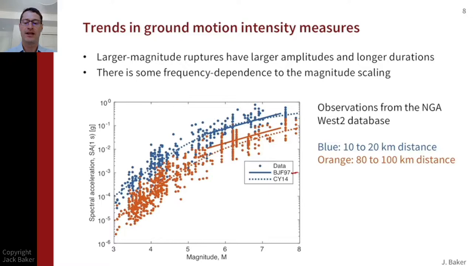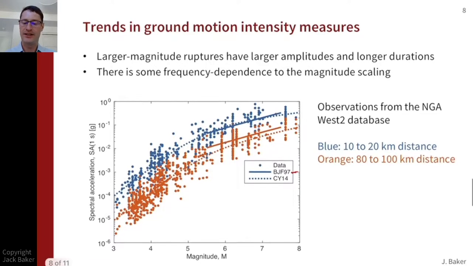Okay, so we see we've got these larger amplitudes from larger magnitude ruptures. It's not shown here, but large magnitude ruptures also produce longer durations of shaking. And then I should say that there's some frequency dependence in this magnitude scaling. So this is a plot for 1 second spectral accelerations. If we were to look at shorter period spectral accelerations, the slopes of these lines would be a little bit different, for reasons discussed in the book but not elaborated on here.